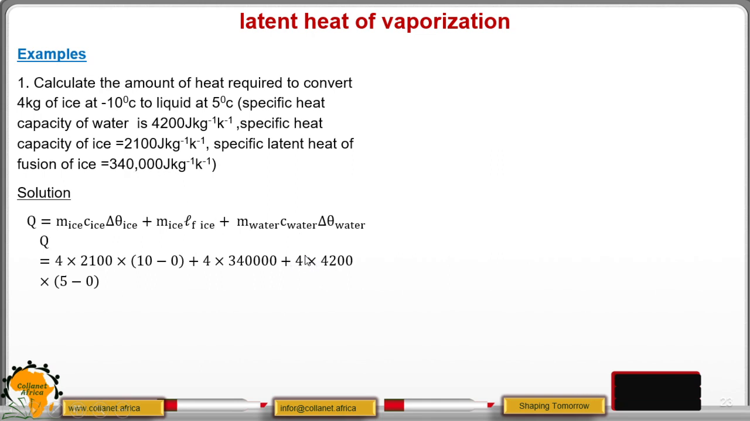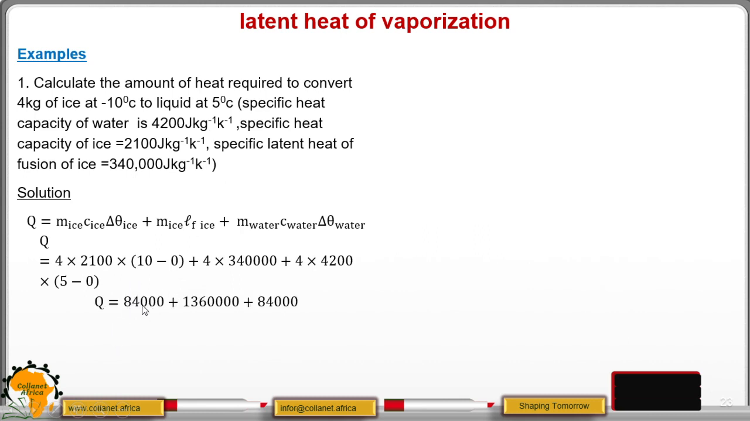After the ice has melted, that water has to rise up to 5 degrees Celsius. So that is where we have heat gained by the water. The mass will be the same, 4 kg, multiplied by the specific heat capacity of water, then the change in temperature, which is 5 minus 0 degrees, because the water is coming from 0 degrees to 5 degrees.